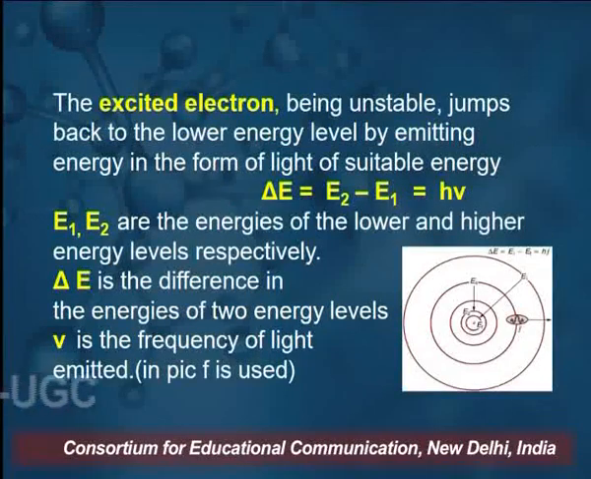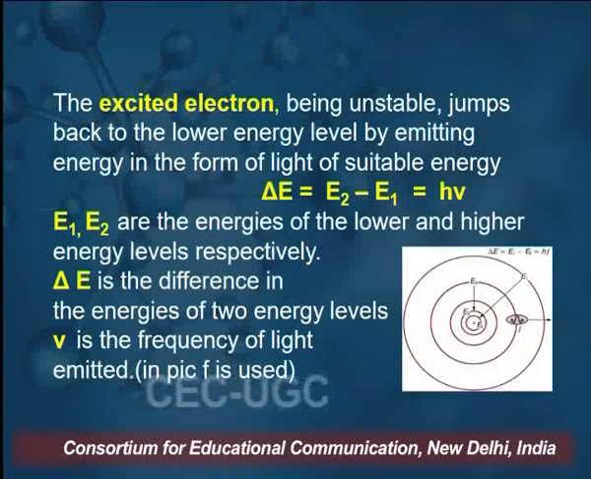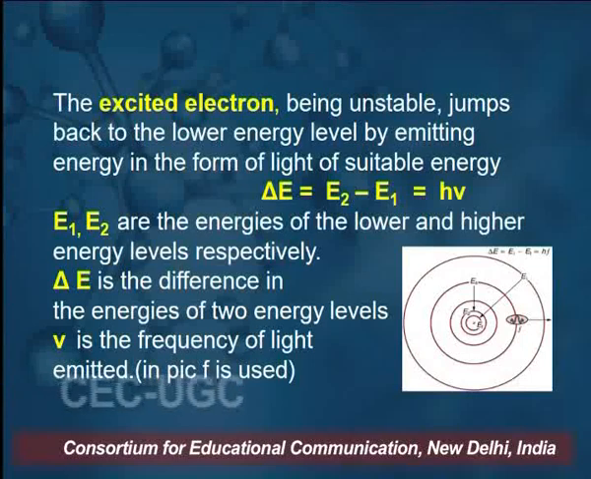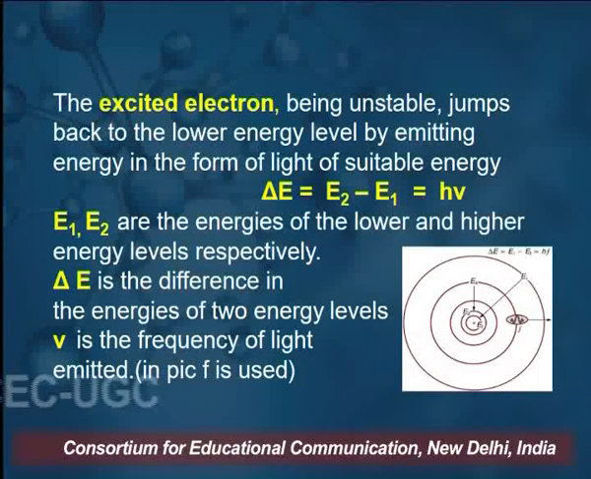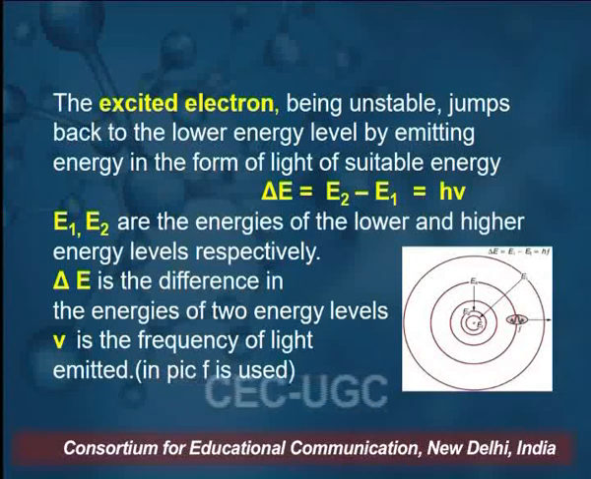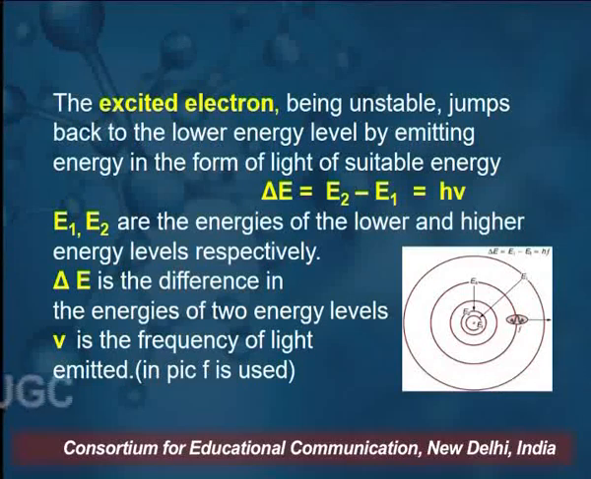The excited electron, being unstable, jumps back to the lower energy level by emitting energy in the form of light of suitable energy. If E1 and E2 are the energies of the lower energy level and higher energy level respectively, delta E is the difference in the energies of two energy levels, and nu is the frequency of light emitted. Then delta E is equal to E2 minus E1, which is equal to h nu.